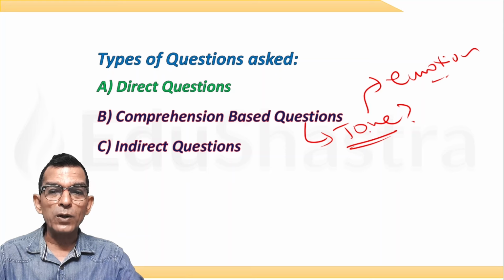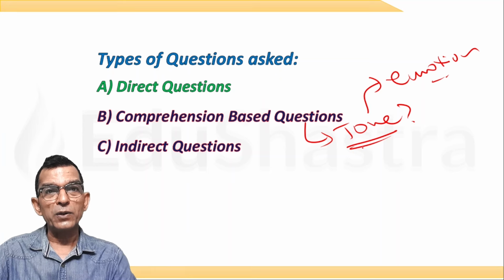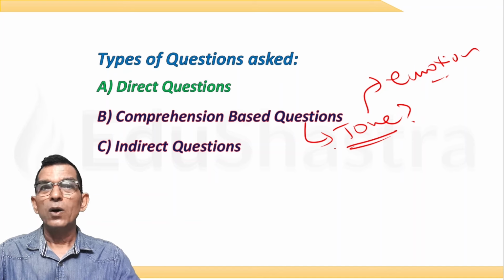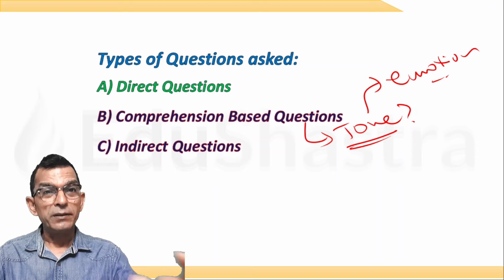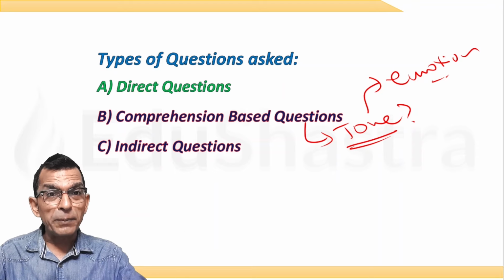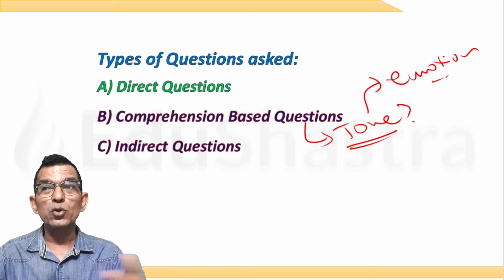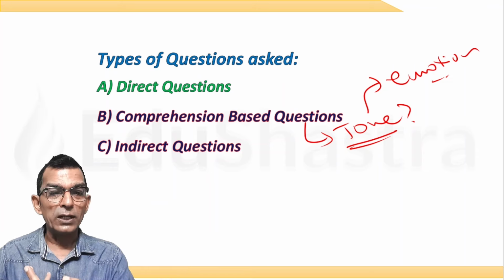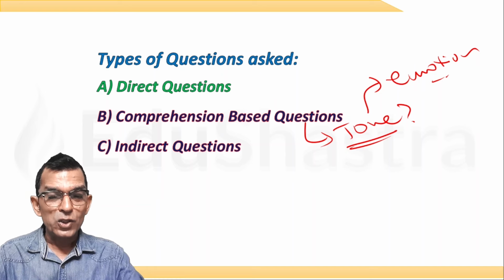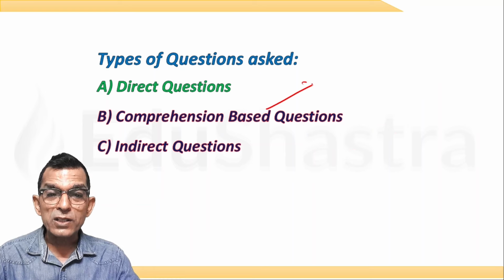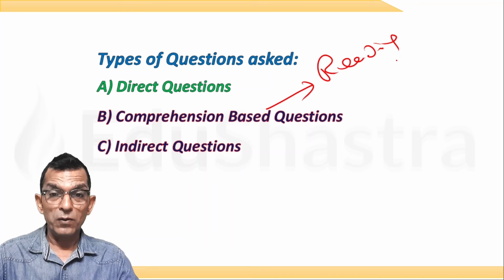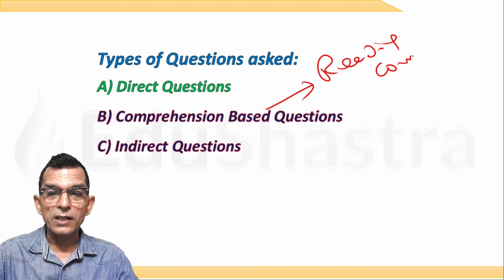Okay, so tones are about emotions. And there are many different human emotions, and they have words: sarcastic, or humorous, or angry, or irritated, or skeptical. There are so many myriad human emotions, and all of them have a word. Now, that's about comprehension-based questions. My point is, this does come in reading comprehension of passages of longer sizes.